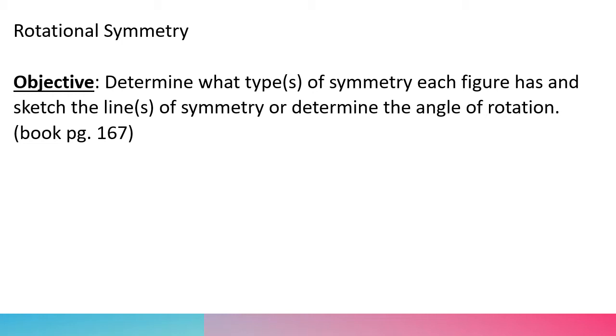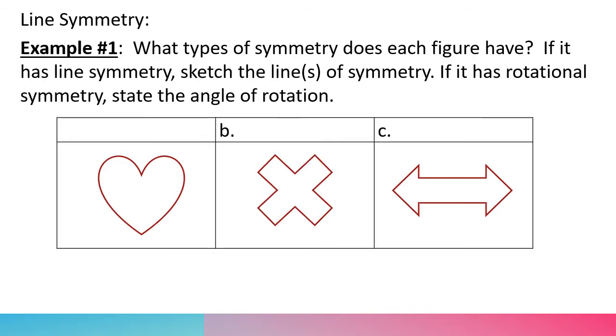So here we go. You should have some typed notes to go along with this so you do not have to draw any of the pictures. All right, so example one. If we look at the three shapes, which should be labeled A, B, and C, we are going to determine if they have lines of symmetry, rotational symmetry, or both. And if they have a line of symmetry, then we're going to sketch the line of symmetry. And if they have rotational symmetry, we are going to determine the degree of rotational symmetry.